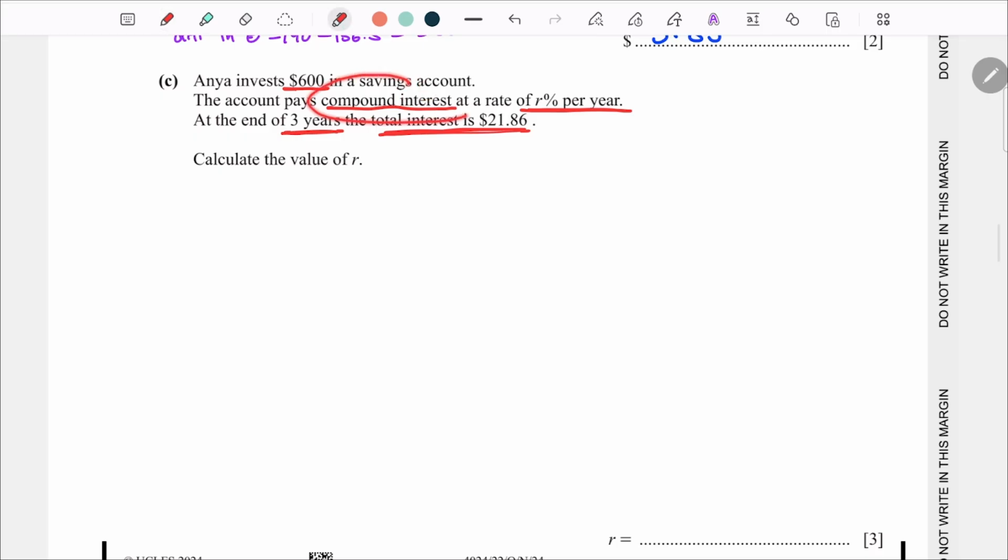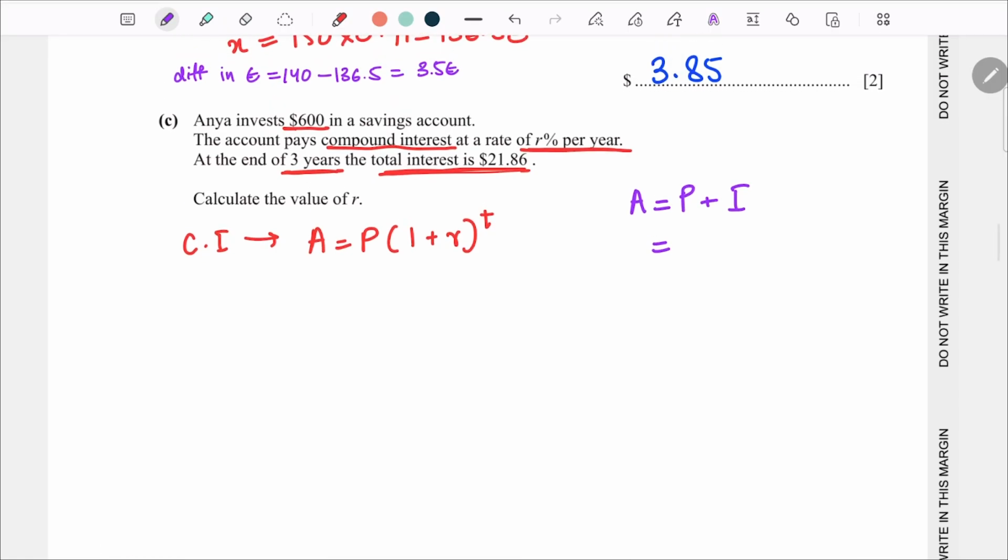Now, because the question is mentioning compound interest, I'm going to use the formula for compound interest, that is A is equal to P bracket 1 plus R whole power T. A is the total amount, that will be equal to principal amount plus the interest. Principal amount in the question is basically 600. This is the principal amount because that's the amount that she's going to invest. So 600 plus interest. Interest is given in the question, that is 21.86.